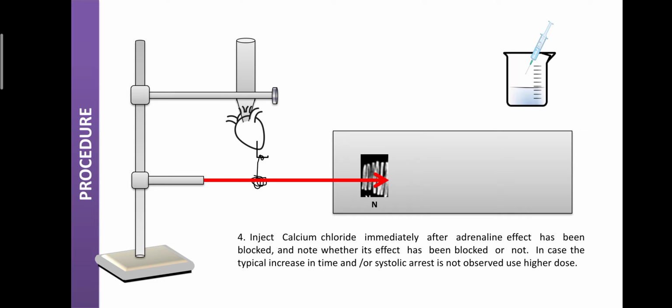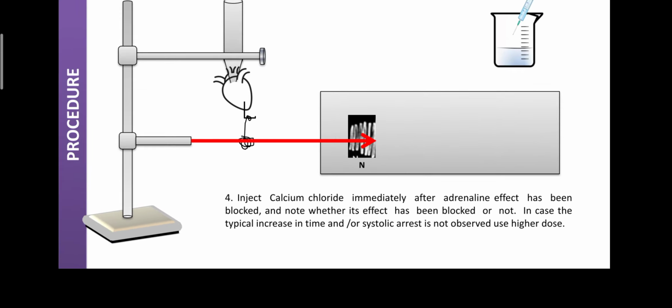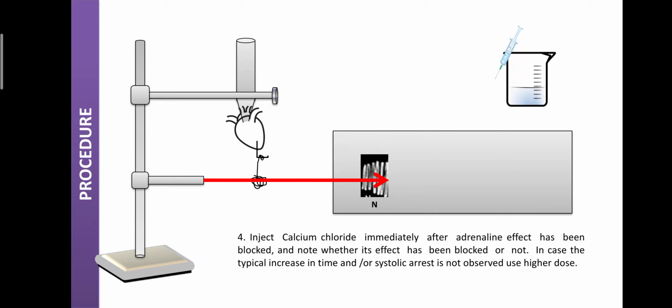Sorry, here there is no need to record the normal response. Immediately inject calcium chloride after the adrenaline effect has been blocked, and note down the change in response. So, due to administration of calcium chloride, record the responses.